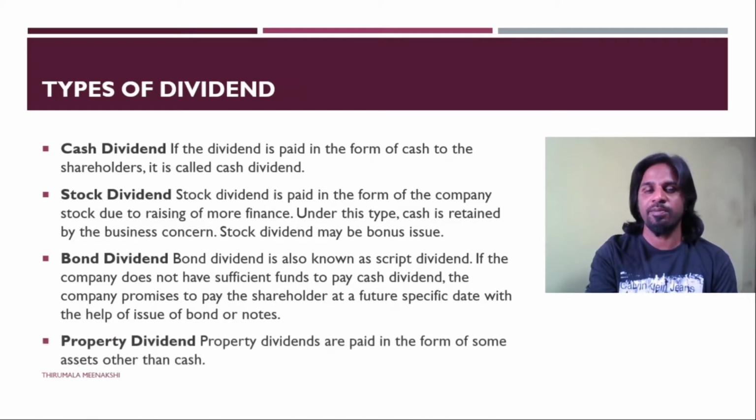And the fourth type is called property dividend. In this case, the company distributes its dividend in the form of property or assets that are available in the company and which are not so useful for the company. These can be given to the shareholders to the amount equivalent to the dividend in the form of property. And these are the four types or forms of dividend available so far.